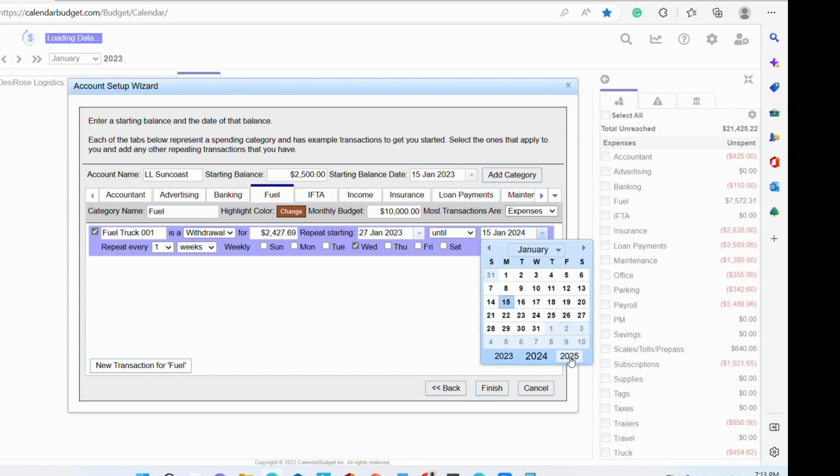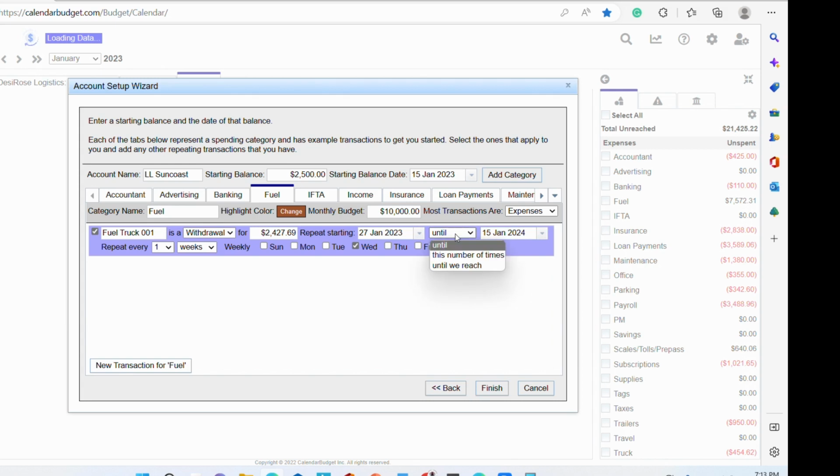And it's going to come out every week. So how you go into this part, this is saying until, and you have the option to do until this number of times or until we reach this number of times. You just simply click that, and you could put 60 times, 300 times, as far as the calendar will let you go out.